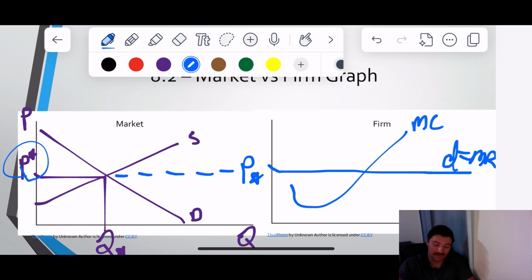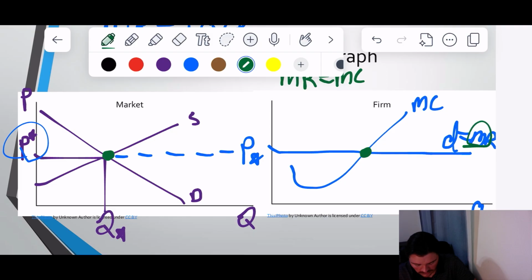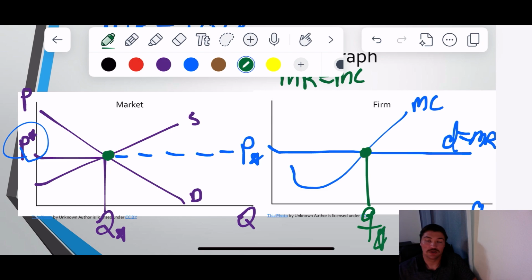So where is the profit maximization point? Well, that's going to be where MR equals MC. And that happens right there. The same way we have an equilibrium right here with supply and demand, we have an equilibrium for the firm right there where the marginal revenue is equal to the marginal cost. That is where you have your profit maximization point. So this is how a firm like McDonald's determines how many burgers they're going to sell at this price, okay?